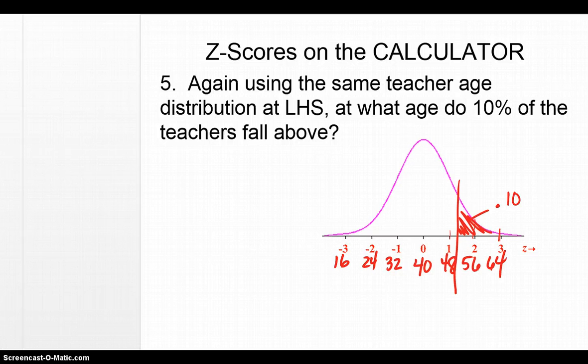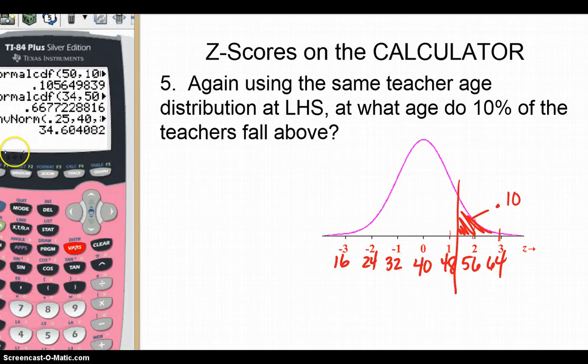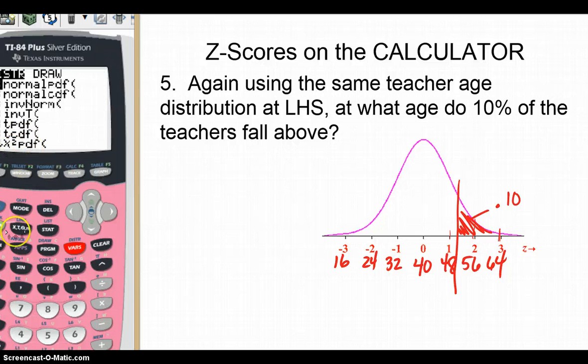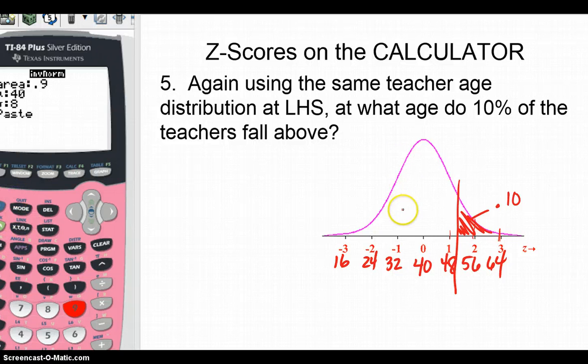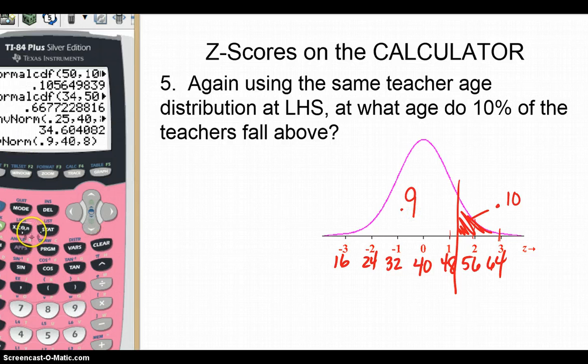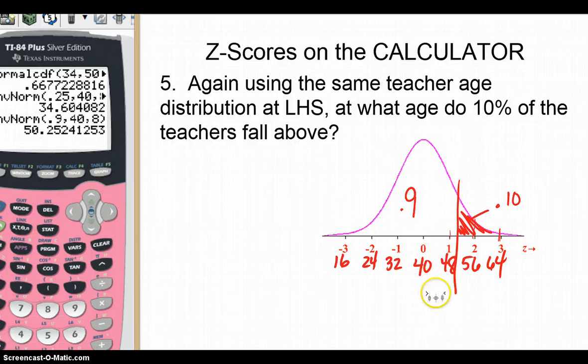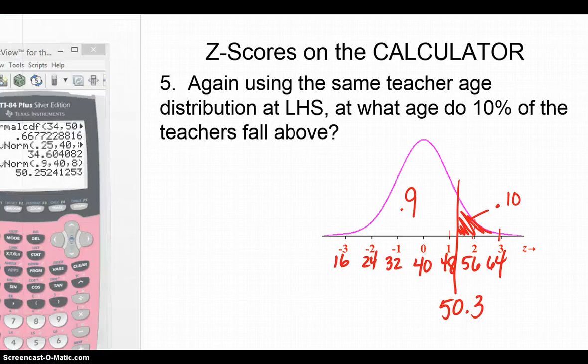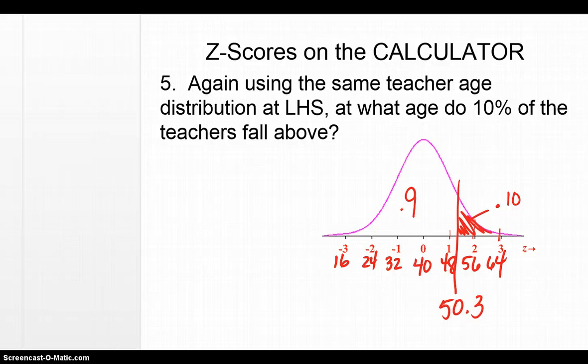Okay, so if we go into our inverse normal in the calculator, second distribution, you need the area to the left. So the area to the left here is 0.9. You have to be working with the area to the left. Comma 40, comma 8, enter, and we get 50.3. And again, you want to make sure that that's logical. So the top 10% of teachers are 50.3 and above.